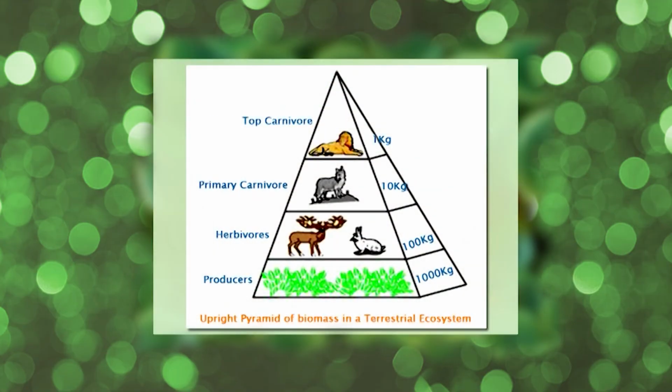For example, in grassland and forest ecosystems, there is generally a gradual decrease in biomass of organisms at successive trophic levels from the producers to the top carnivores, forming upright pyramid.